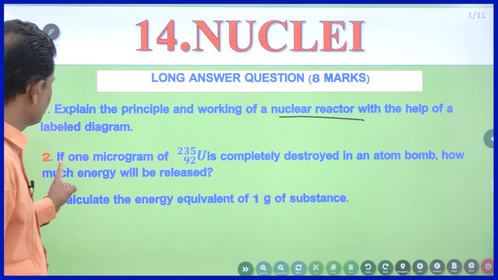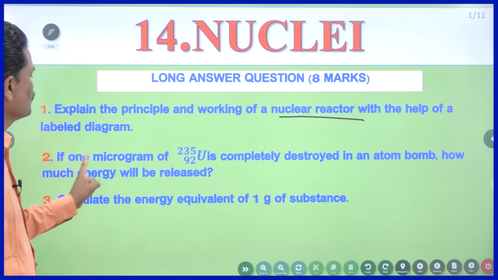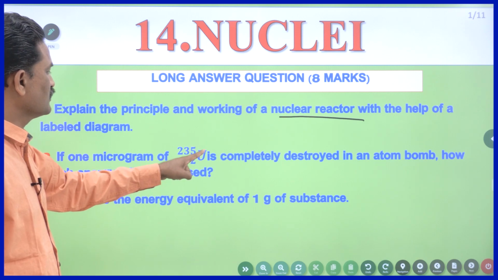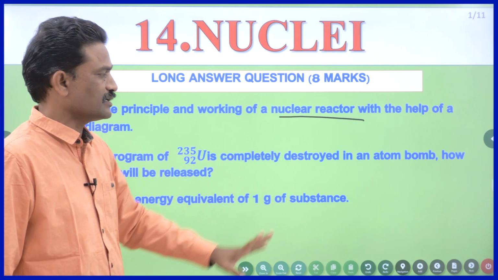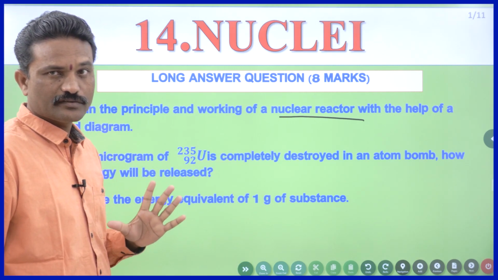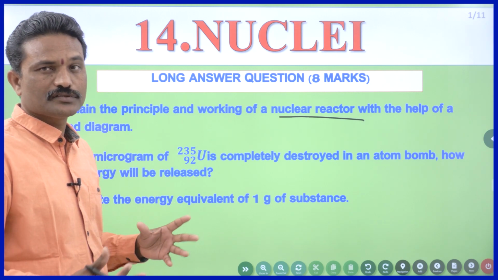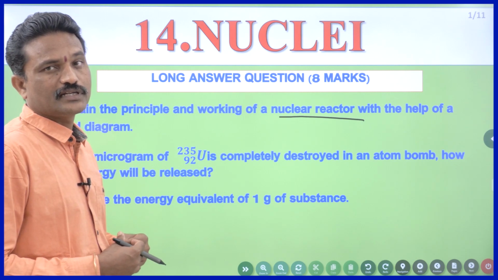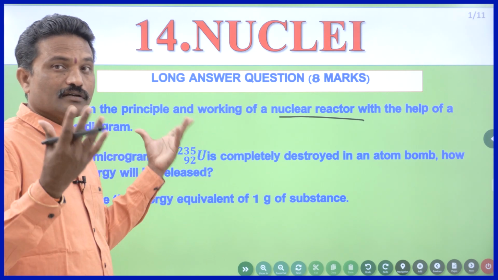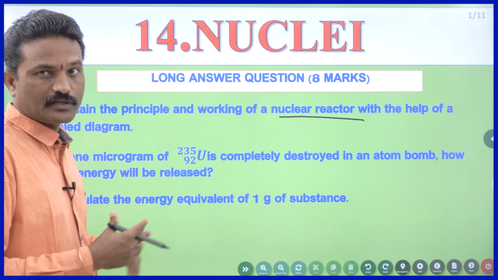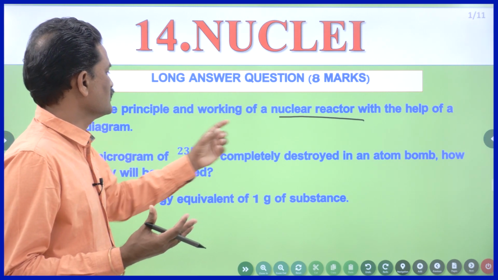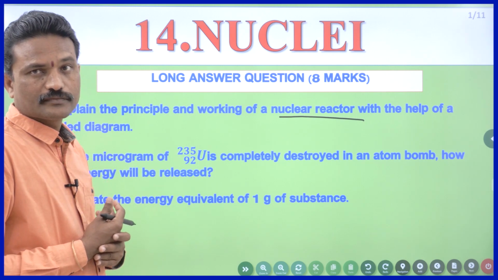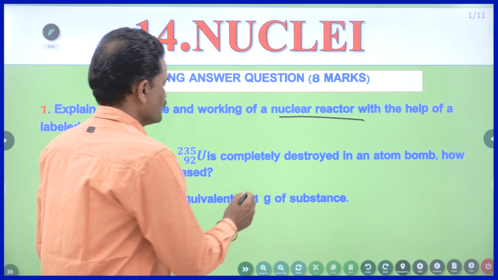The question reads, if 1 microgram of 92 uranium-235 is completely destroyed in an atom bomb. Just now I told you, in atom bomb we use uranium, a fissionable material. So that when it explodes, 1 gram means there are thousands, crores of atoms or nuclei. Once it explodes, how much energy will be released? This is the question.